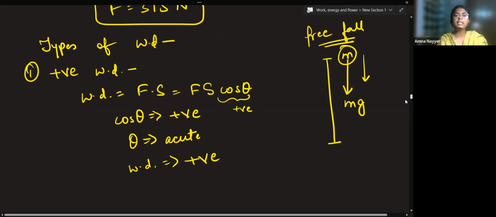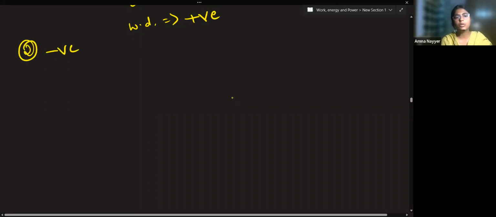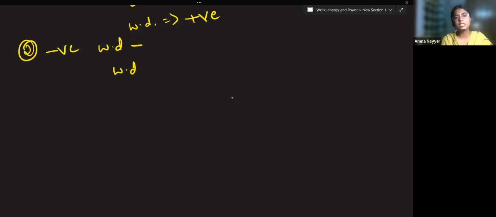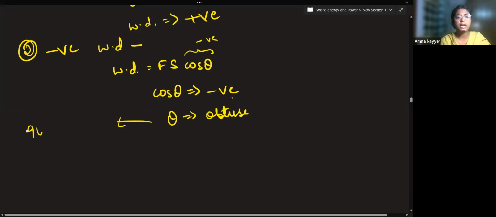Secondly, you have negative work done. Just opposite to this. So in negative work done, what do you have? Cos theta has to be negative. If in this formula, work done is equal to Fs cos theta, your cos theta somehow becomes negative, then your overall work done can be negative. And for cos theta to be negative, theta has to be obtuse. Obtuse angle, do you get this? Obtuse angle is any angle that is between 90 degree and 180 degrees. This is an obtuse angle and cos theta is negative.